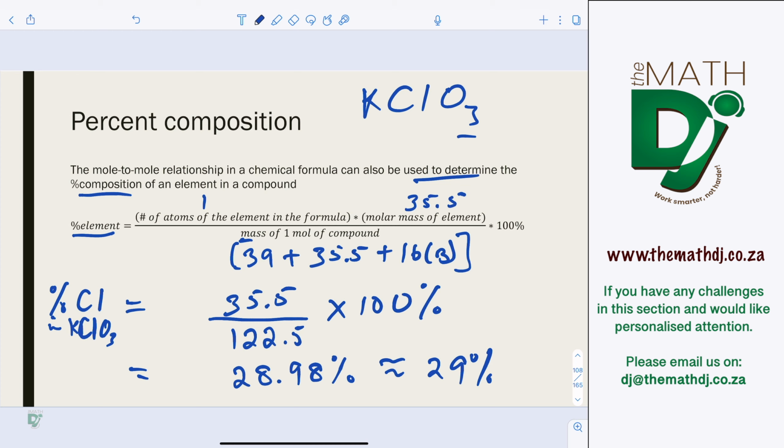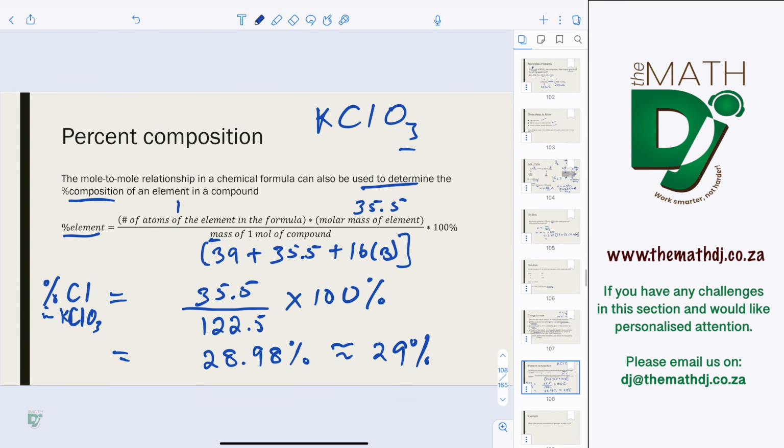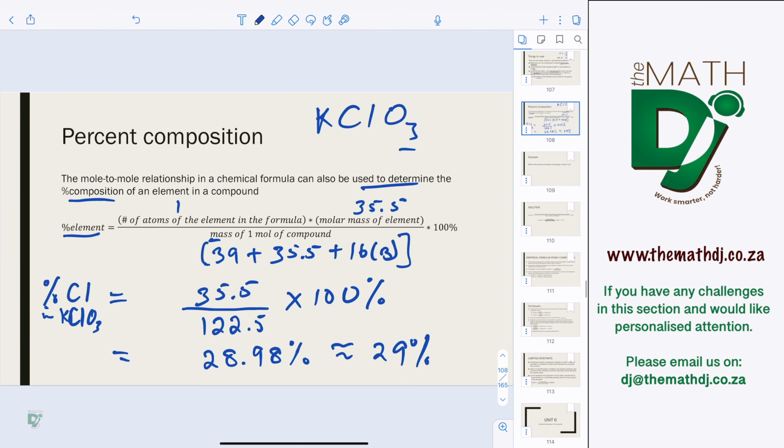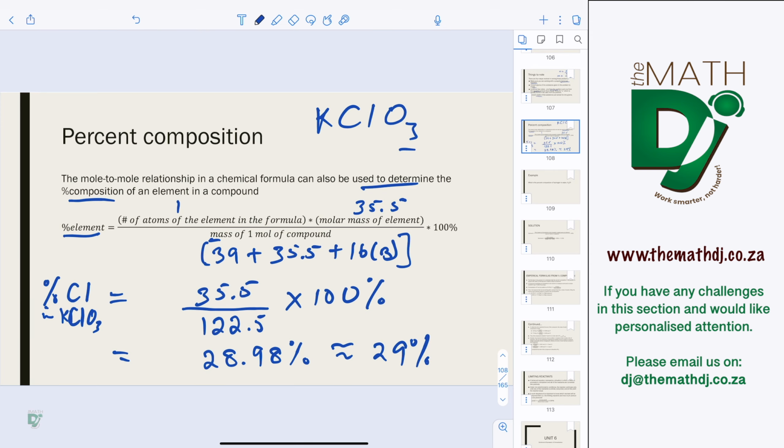So some questions will give you a compound, then they ask you to find the percentage of an element in a compound. So basically, this is how you do it. Okay, we're almost done with this session.